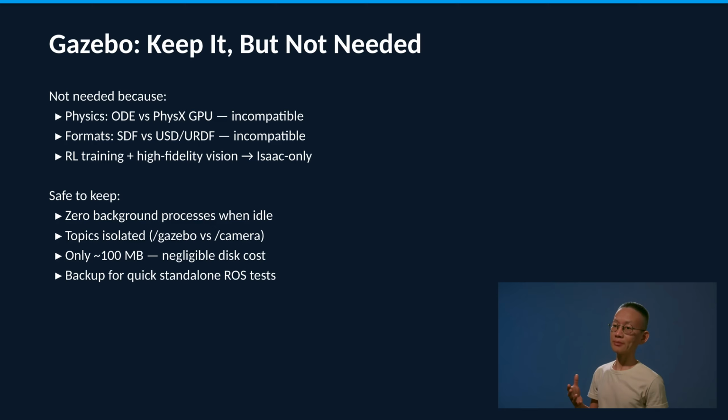Regarding Gazebo, keep it but you will not need it. It is not needed because the physics engines are incompatible, ODE versus PhysX GPU, the scene formats are incompatible, SDF versus USD and URDF, and reinforcement learning with high-fidelity vision requires Isaac only. It is safe to keep because there are zero background processes when idle, the topics are naturally isolated, and it only uses about 100 megabytes of disk.